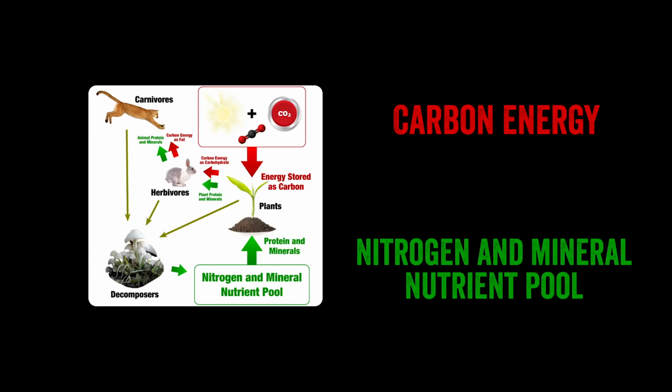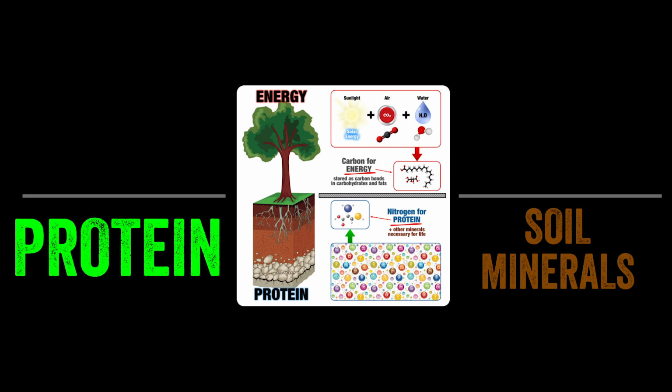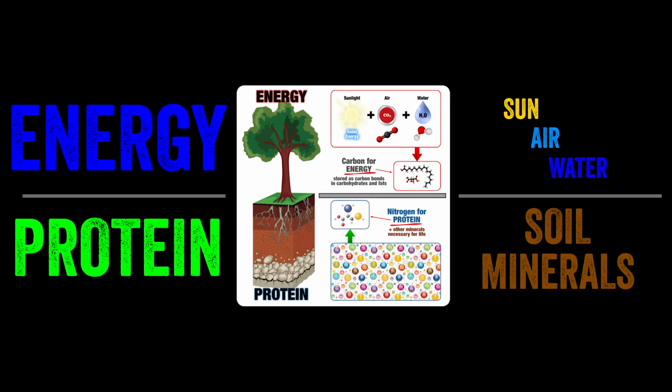And when animals eat the plants, all of this protein and nitrogen and minerals and carbon energy is passed up to the herbivore. And then when a carnivore eats an herbivore, it all gets passed up to the carnivore. And then anytime anything dies, it gets decomposed by bacteria and fungi and goes back into the nitrogen and mineral nutrient pool. So the green arrows here show the nitrogen cycle, and the red arrows show the carbon cycle. And this is just how the whole system works. So your plant could be thought of as having a protein to energy ratio or a nitrogen to carbon ratio. And in fact, plants do have a nitrogen to carbon ratio.